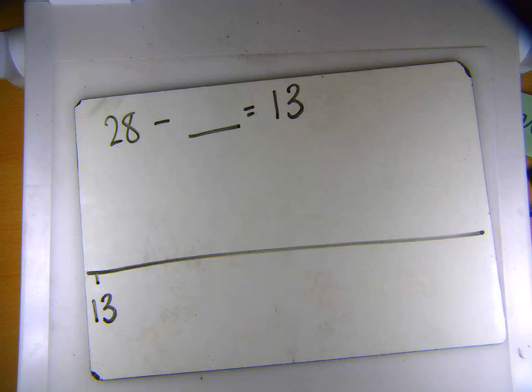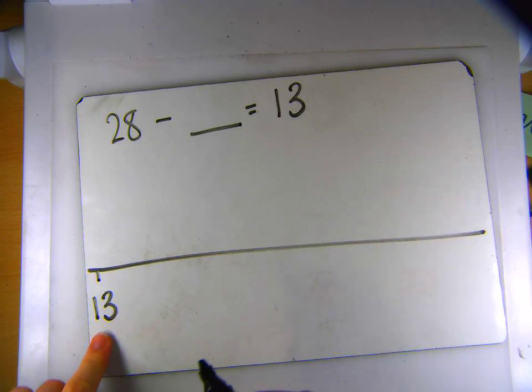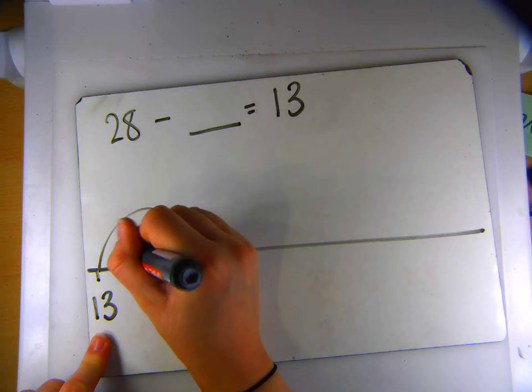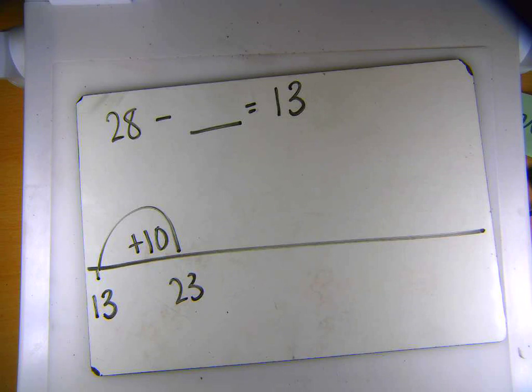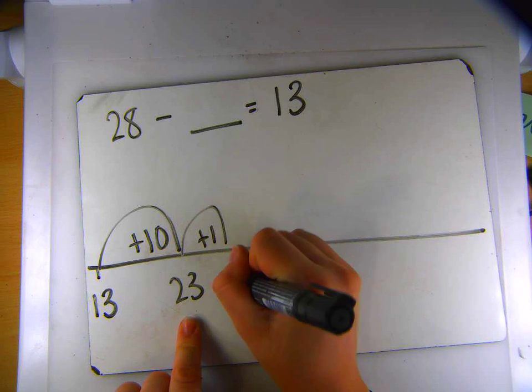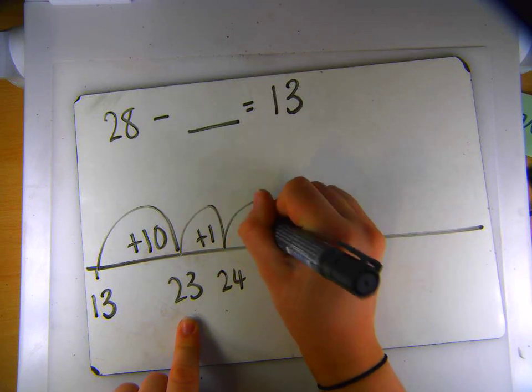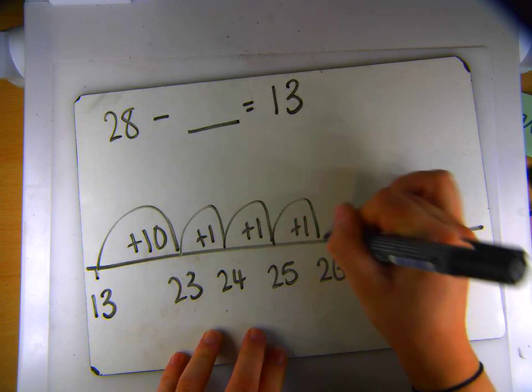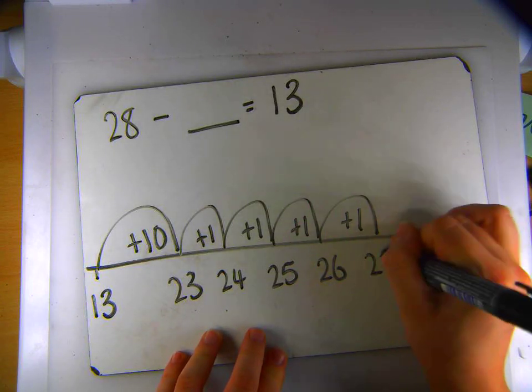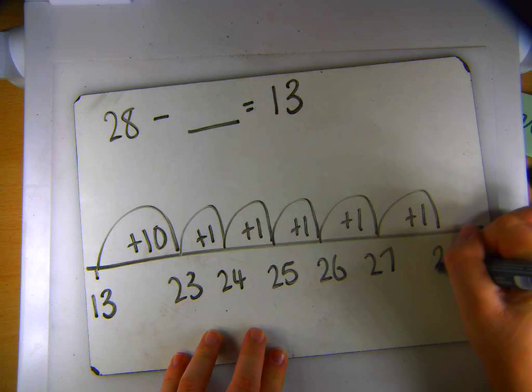to 28. So I can add 10, because 10 will bring me to 23, and I'm not even close to 28 yet with that. Can I add another 10 to bring me to 33, or would that be too much? It'll be too much. So I'm going to start. I get to 28. Making sure that my jumps are nice and clear. Keep going until I get to 28.